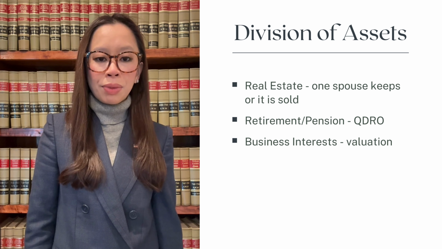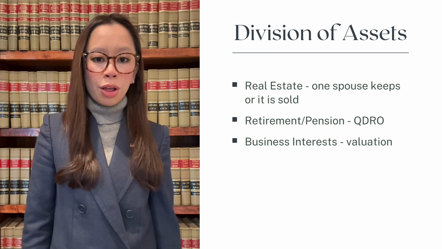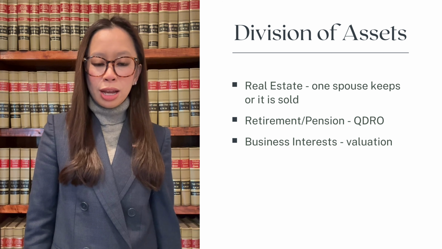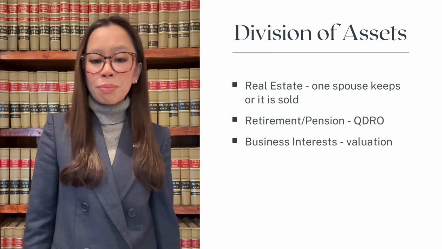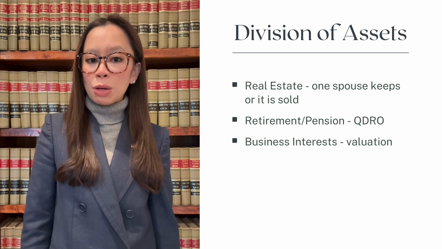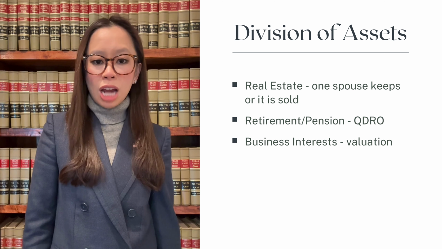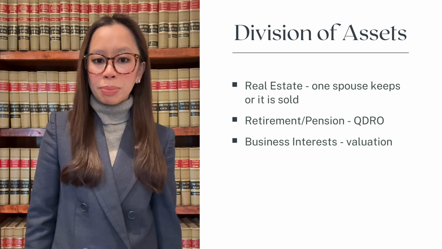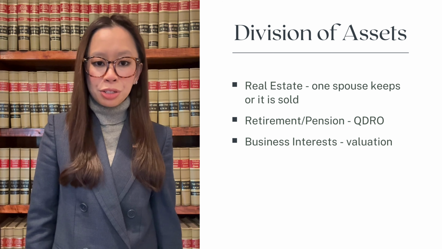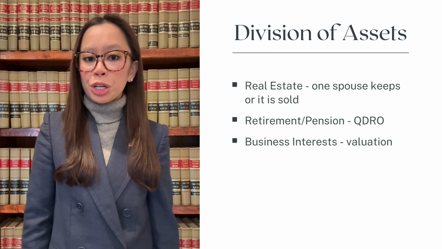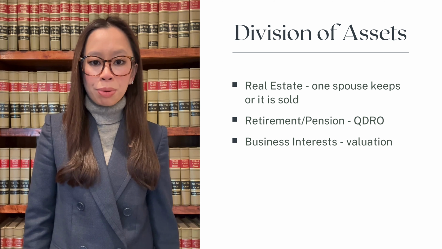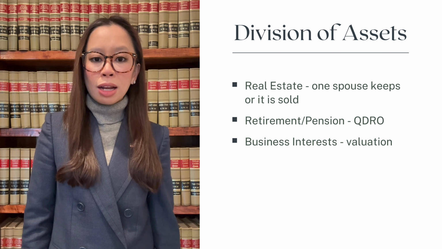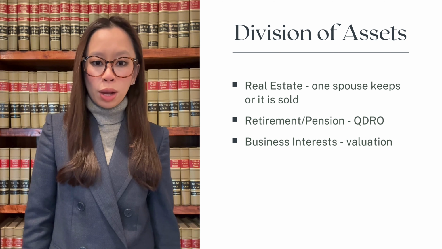Real estate. If you and your spouse own a home or other real estate, the court will decide who gets to keep it or how it should be sold. If one spouse keeps the home, the other may be compensated with other assets of equal value, such as savings or retirement accounts. Sometimes the court will order the home to be sold and the proceeds are split. Retirement accounts and pensions. Retirement funds earned during the marriage are considered community property. However, these assets require special handling because they might be in a long-term savings account, such as a 401k.